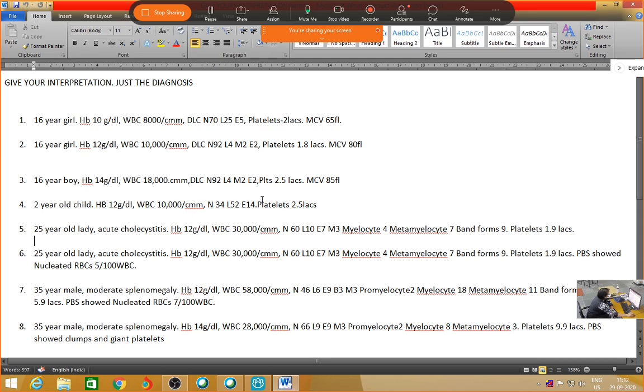The differential count is very important. As you can see here, neutrophils are 34, lymphocytes are 52, and eosinophils are 14. So eosinophils, you know, the normal eosinophils are around 4 to 8. So 14 is high, so this is eosinophilia. Now, if you look at lymphocytes, this is 52%. Is this high? You have to look at the age. If it's a child, lymphocytes 52% is normal, okay? And neutrophils 34% is normal. Platelets 2.5 lakhs is normal. So in this case, the only finding you're getting here is eosinophilia.